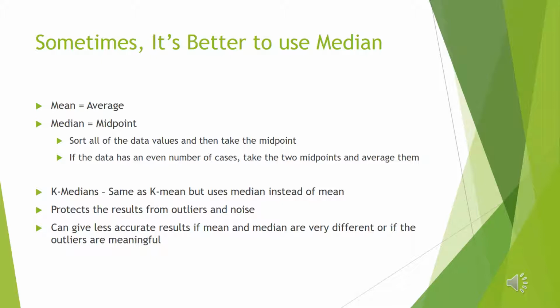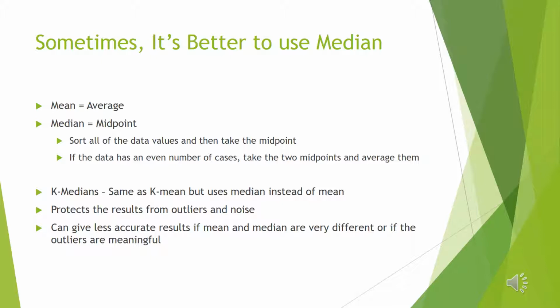The median is what you get if you sort all your data values and then take the middle one. If you have an even number, then you sort all your data values and take the average of the two midpoints, and that would be your median. So k-medians basically works the same way, except it uses median instead of mean.